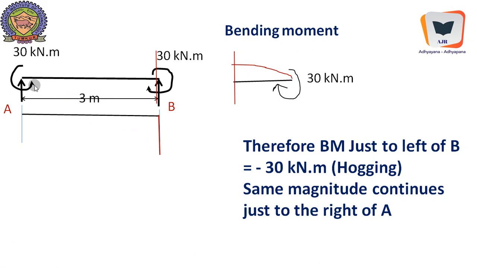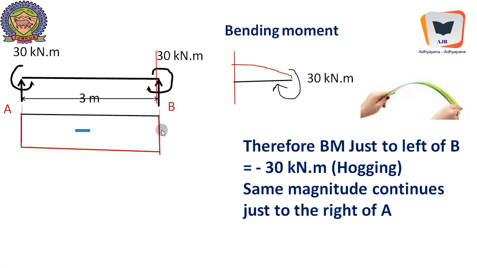And we cannot consider just to the left of A. And the same effect will continue till the end. Therefore, it is a uniform distribution with a negative sign, because it generates hogging moment. It is something like bending a scale like this. So here an anti-clockwise moment is applied, and here a clockwise moment is applied, and the beam hogs, the scale hogs.